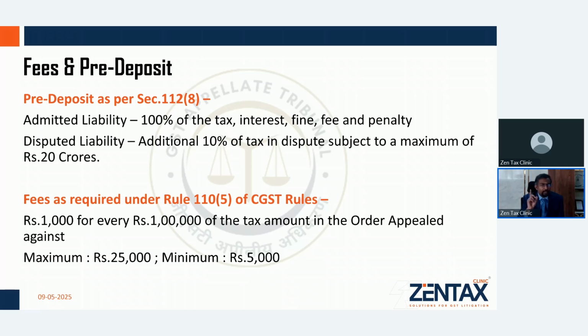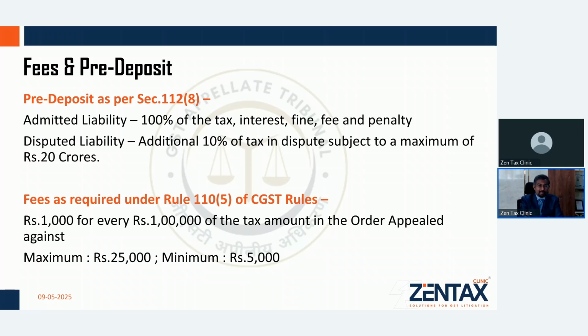Even with respect to the filing of appeal before the first appellate authority, that is before the Commissioner appeals or the JC appeals or the ADC appeals or the DC appeals, as the case may be, we make a mandatory pre-deposit of 10%. In addition to the pre-deposit made at the time of the first appeal, when we are filing an appeal before the GST Appellate Tribunal, as provided for in Section 112, subsection 8 of Section 112 provides that if at all there is any admitted liability, the liability needs to be paid in full. If there is a disputed liability, then an additional 10% of the tax amount in dispute needs to be paid, subject to a maximum of rupees 20 crores.